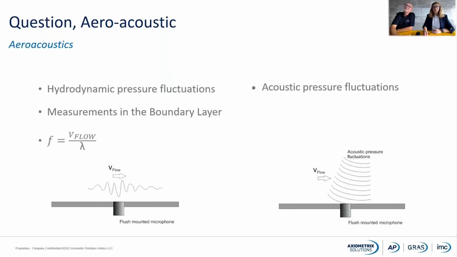If we look at the same at an acoustic pressure fluctuation, then we are actually looking for sound sources. So the frequency is in this case equal to the velocity of the sound divided by lambda.